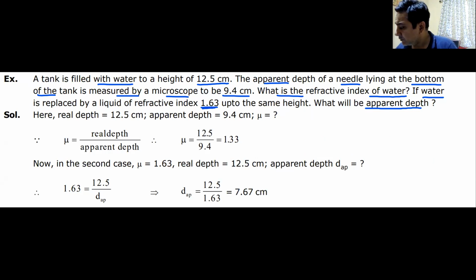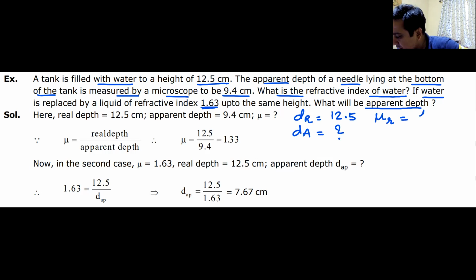Now let us move on and solve the second part of the question. For the second part also, dr, the real depth, is 12.5. Do we understand this? Can I have some raised hands? You have to find out the value of apparent depth, dA, which is the question mark. The refractive index of the second medium is air, so I will take it as 1. Remember, for vacuum and air, the refractive index is taken almost the same, it is 1. The refractive index of the first medium where you have placed the needle is given as 1.63.